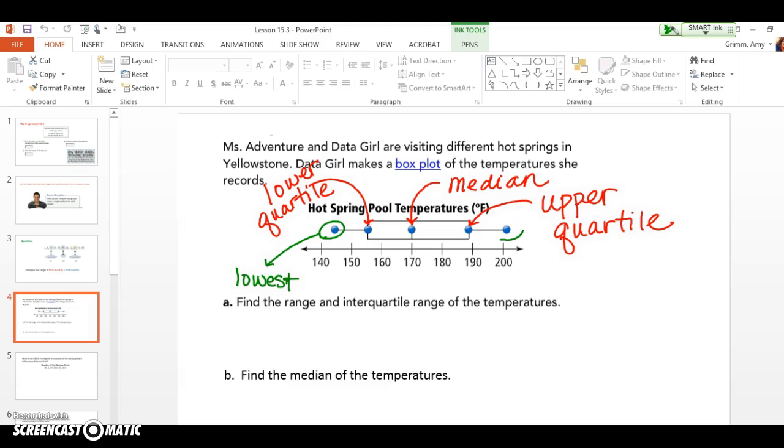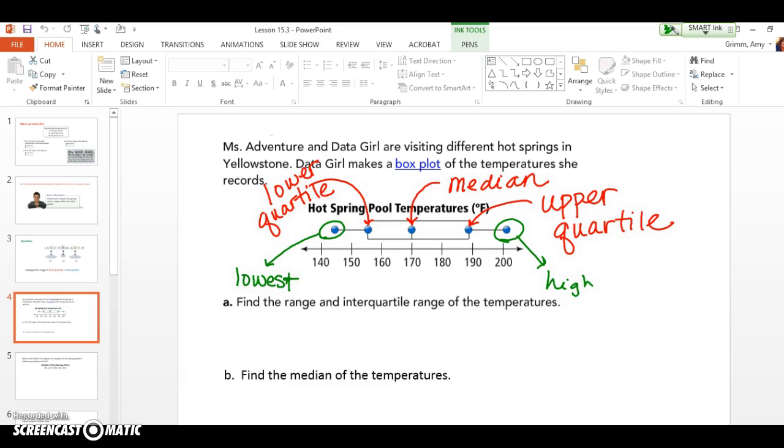Okay, and what do you think this is then? The highest number. Good. So basically what the box and whisker plot does is it shows you all of that data in picture form. It just shows you what we did in a picture. It also separates the data into the four parts like I was telling you.